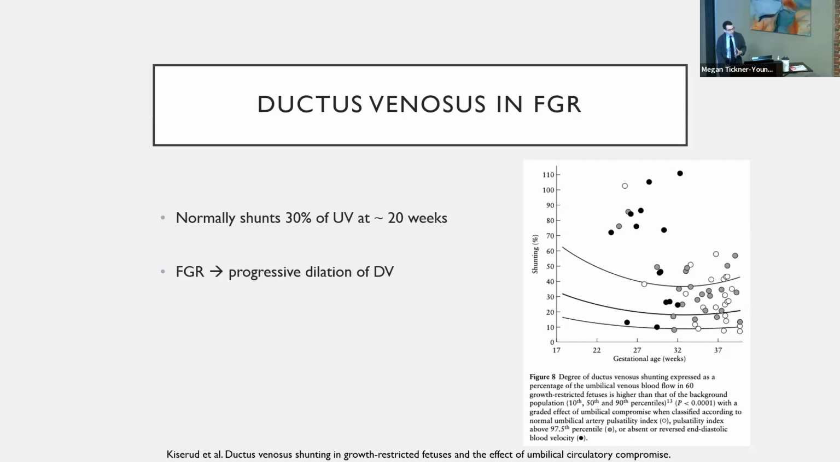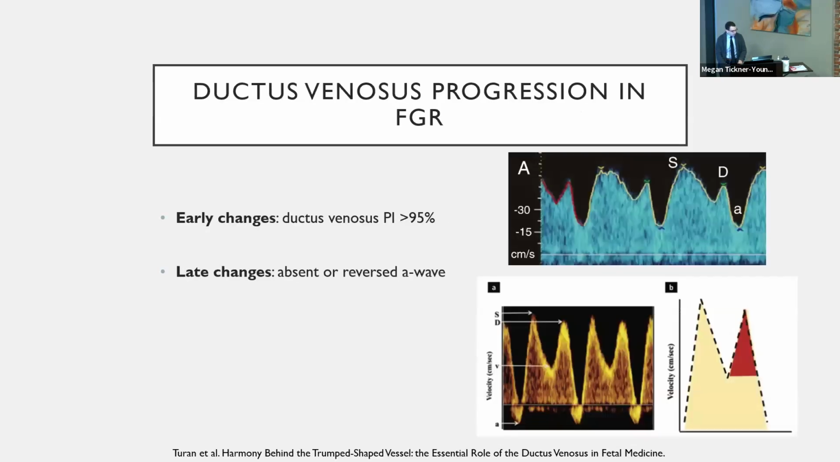But it dilates to improve delivery of oxygenated blood to your systemic circulation. By the time that you have severe growth restriction with absent or reversed flow in the umbilical artery, 57% of your umbilical venous flow is being shunted through the ductus venosus. In the most severe cases, there's 100% of shunting or even greater. So there's a progression with the ductus venosus that you see in early onset growth restriction.